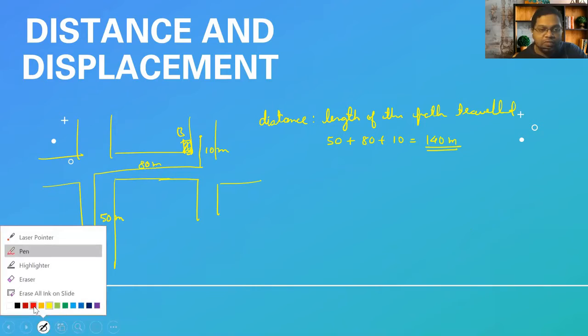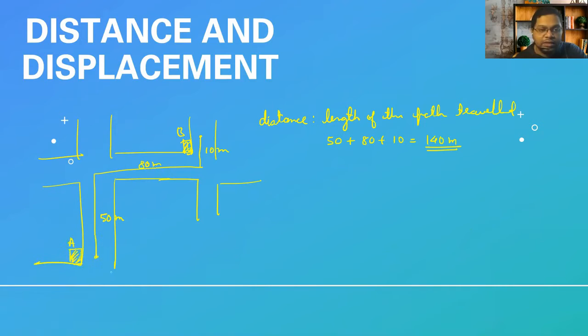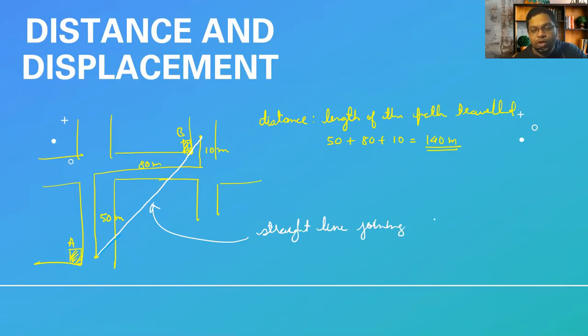However, when you take into account something that is like a straight line, I'll use another color over here. If you take into account this, so this is what is called a straight line joining A, which is a starting point, and B, which is an end point. Now this straight line is called displacement.